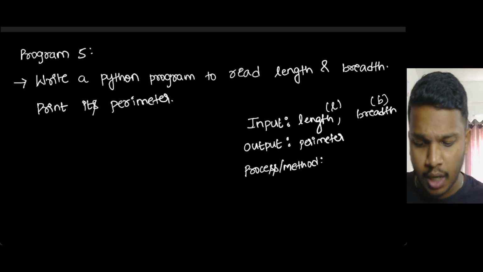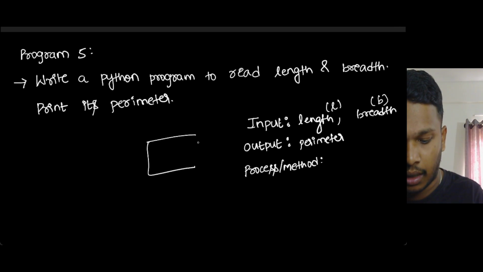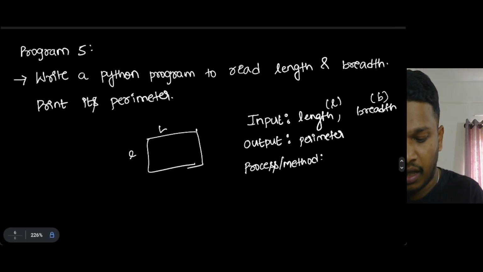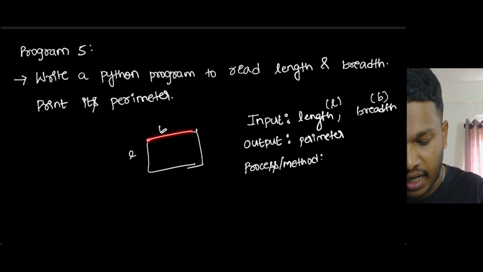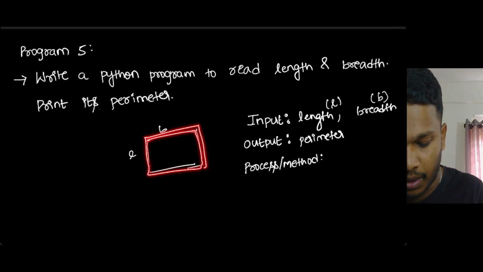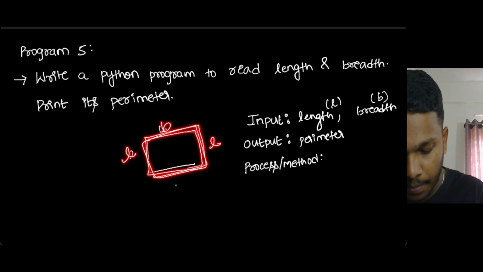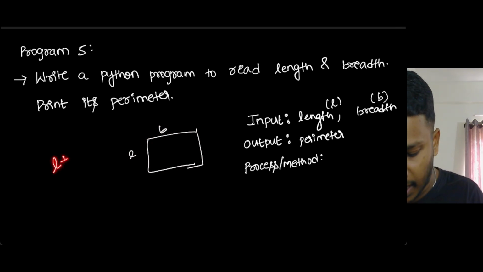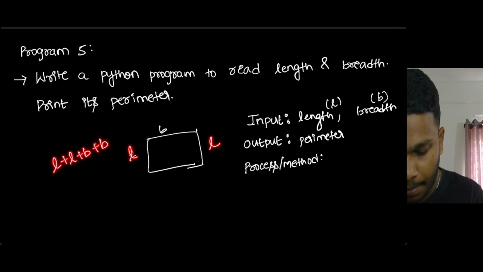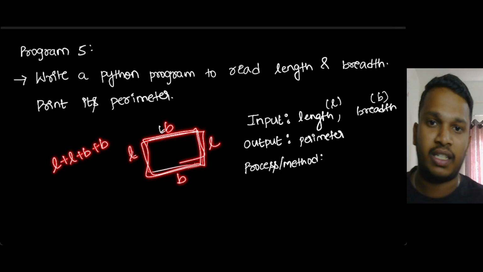Now, what is the method? How to calculate? For example, this is a rectangle. Think one side is length and one is breadth. What is meant by perimeter? The entire surface boundary. This is L, this is L, this is B, this is B. Am I correct? How should we do it? L plus L plus B plus B, the entire boundary.